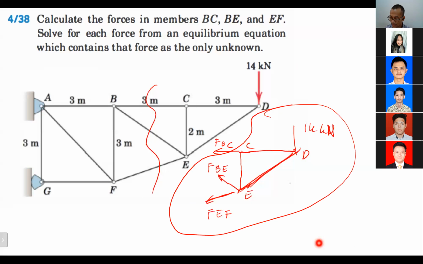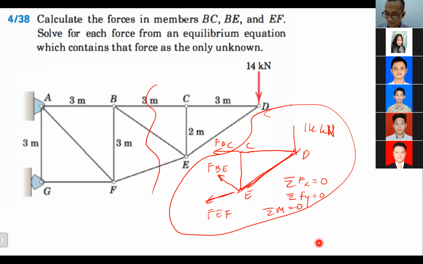How to solve it? Using sigma Fx equal to 0, sigma Fy equal to 0, and sigma moment equal to 0. Can we solve this matter? Hello, yes, sir. Yes, sir. Yeah, we can solve this. 3 equations, 3 unknowns. So we can solve this.